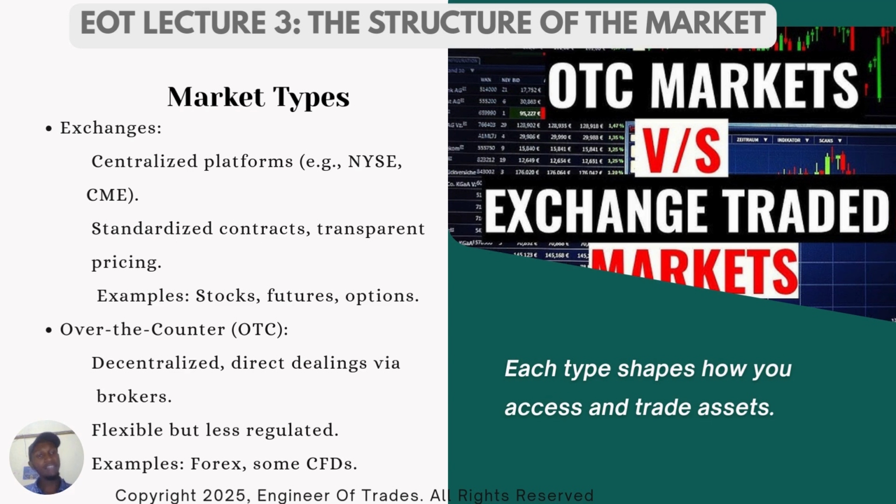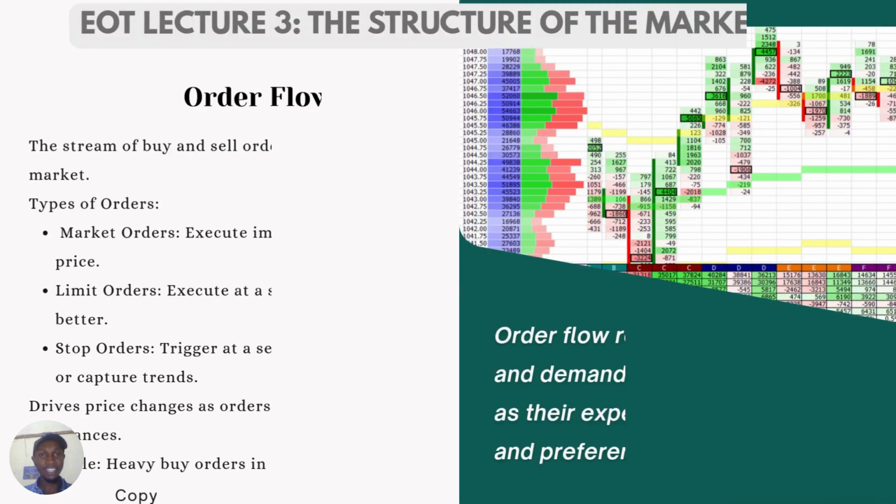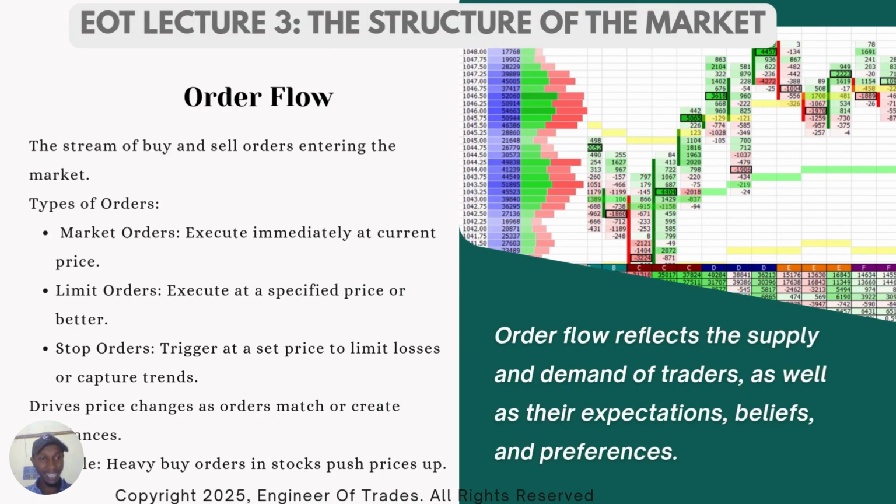Then we have the next one, over the counter. This is more decentralized. It is direct dealings, okay, via brokers, via market makers. But now here, we have more flexibility, but less regulation. A good example is FX markets, and some CFDs fall into that category.